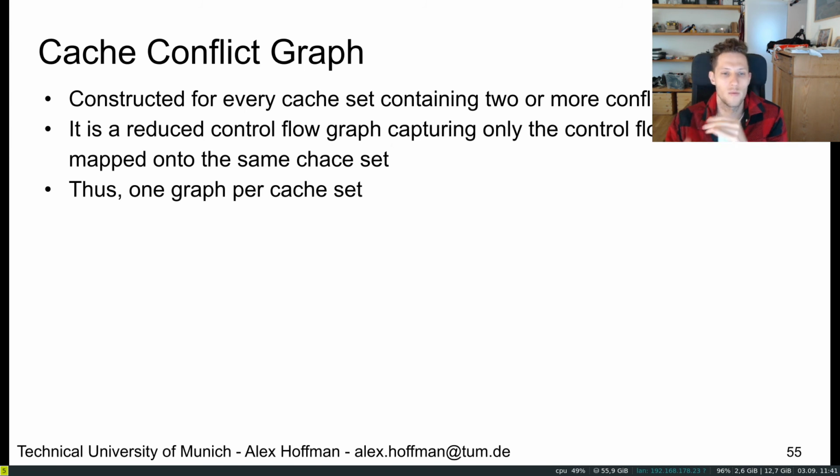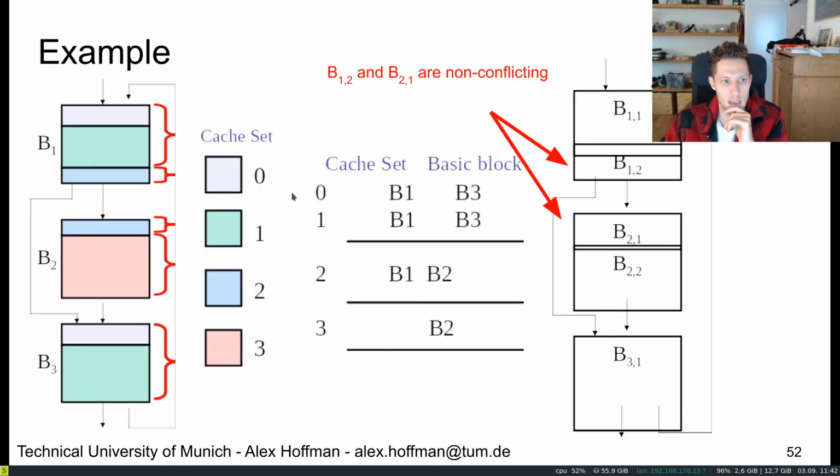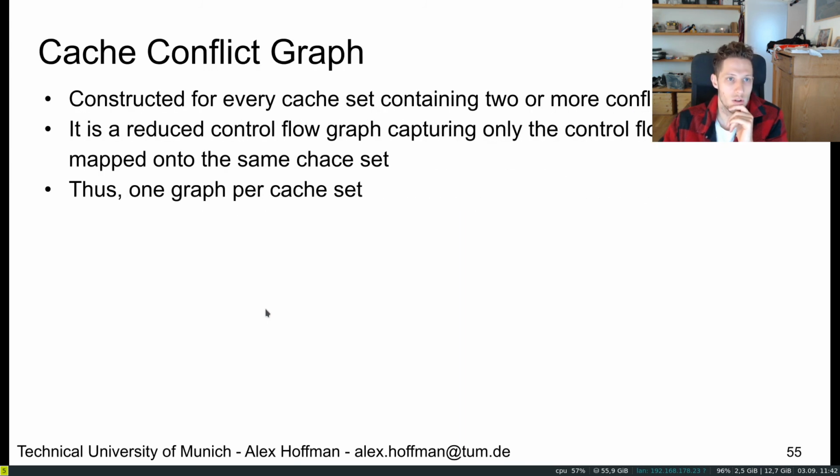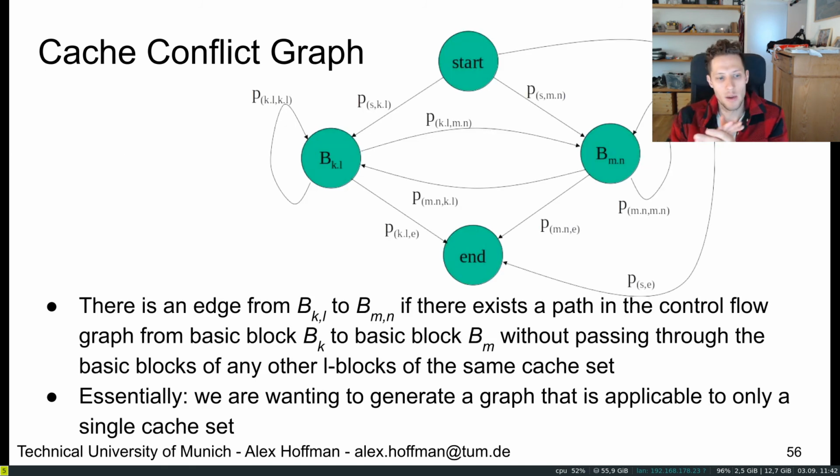And so what cache set here is essentially, I should say, cache line, right? And so in this case, if we were to draw a cache conflict graph, we have 4 cache sets, and so we would have 4 cache control flow conflict graphs. Sorry. So let's have a quick look at one of these.